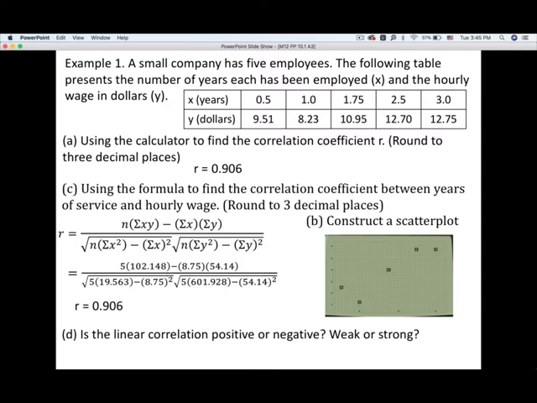Okay, D, is the linear correlation positive or negative, weak or strong? So first, my R 0.906 is really close to positive 1, right? So we know this is a strong linear correlation. And also, this is going up. This is increasing, right? So we know this is going to be the positive slope. Or you could look at here. This is a positive number. So I know there is a strong positive linear correlation.